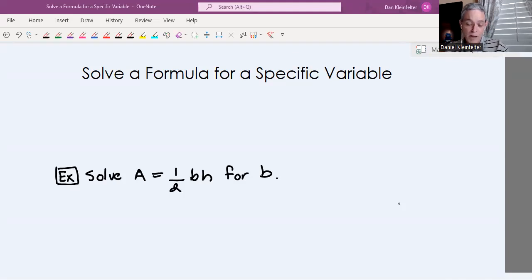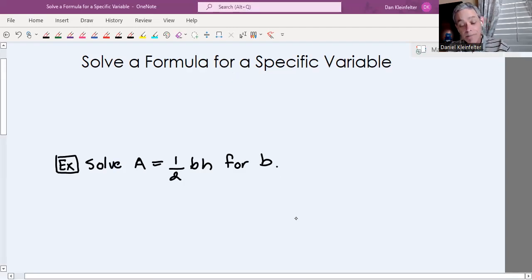So for example, in this first one, we have A equals 1/2 B times H. That's the area formula for a triangle with base B and height H. It says we want to solve this for B. So what that means is we want to rewrite this formula so that the B is by itself. Right now, the A is by itself. And on the right side, we have 1/2 multiplied by B, and that's multiplied by H. We want to end up with B equals something.